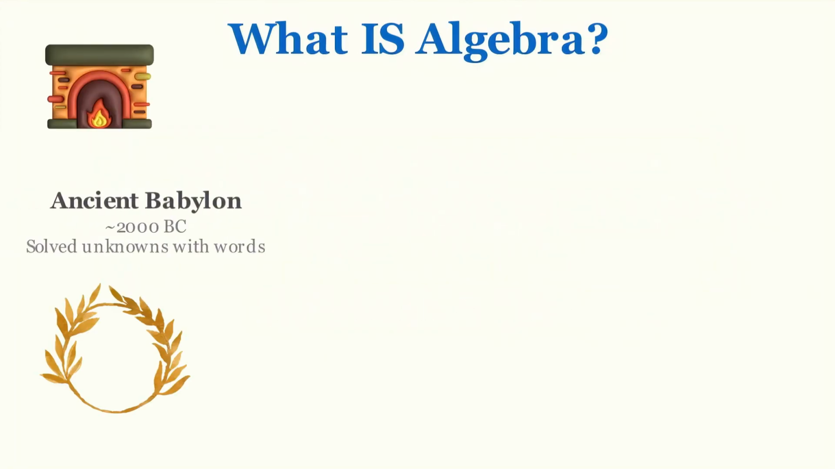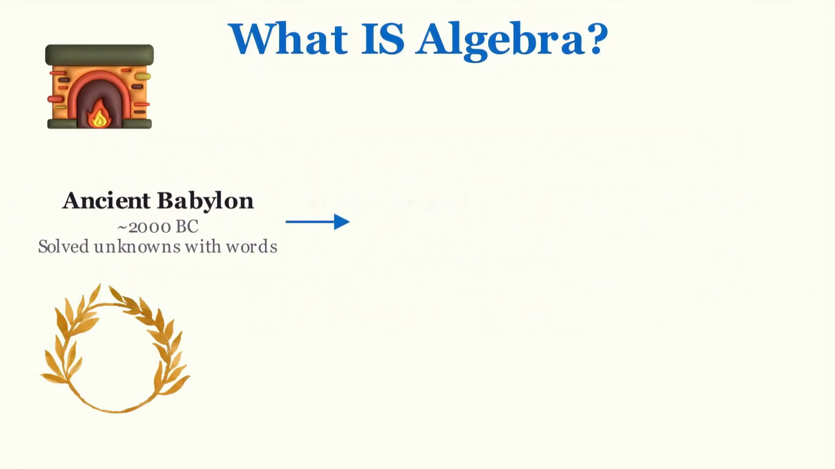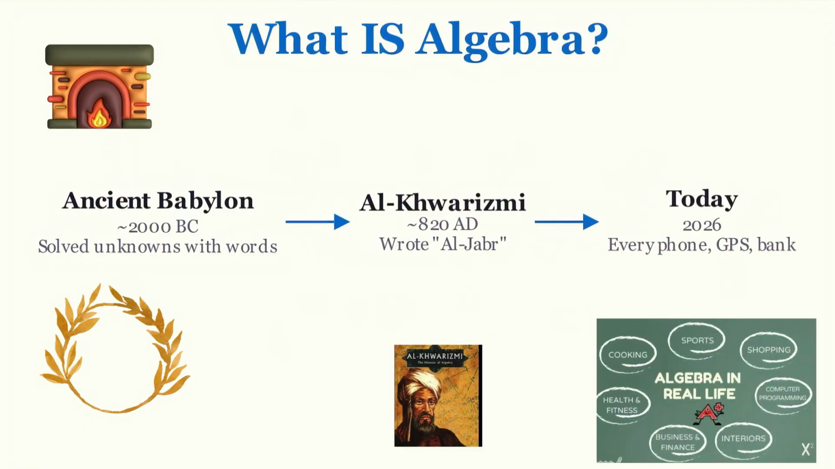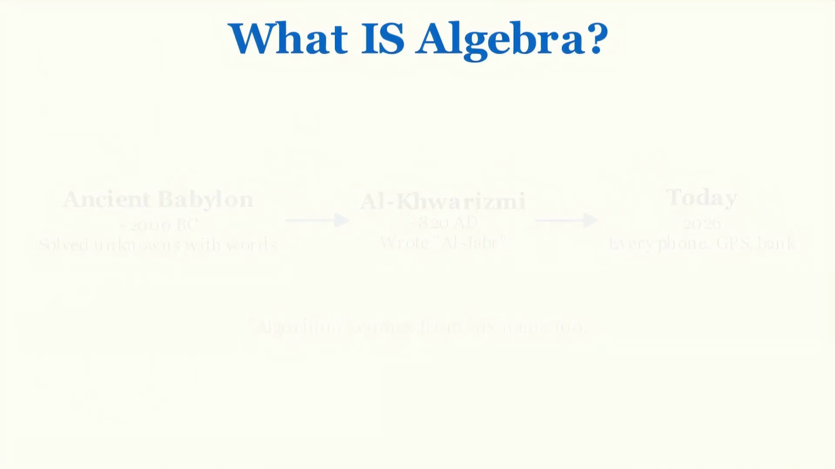People have been doing this since ancient Babylon, 4,000 years ago. The word algebra itself comes from a book written around 820 AD by a guy named Al-Khwarizmi. His name is also where we get the word algorithm.